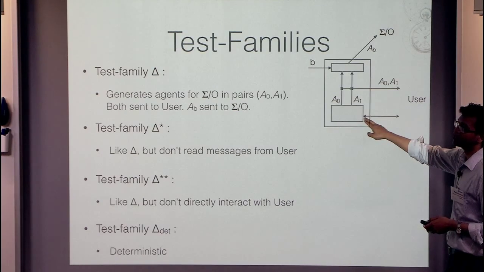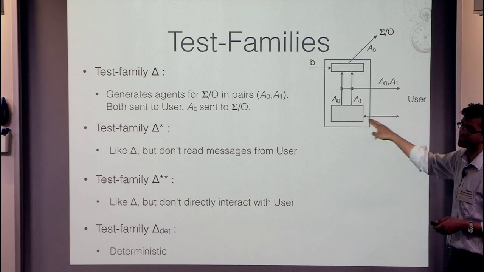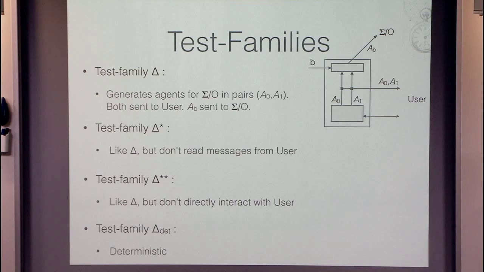Because you anyway give A0 and A1. Oh, you can't give any extra messages. Here, there is no interaction. And in the first one, you can give other messages. You can give auxiliary information, yeah.